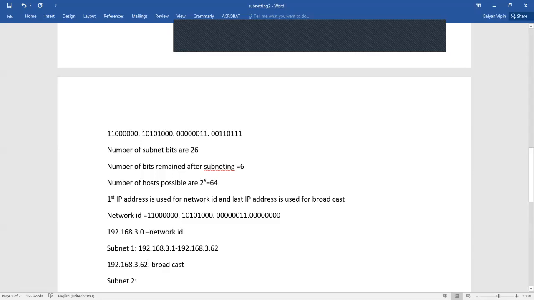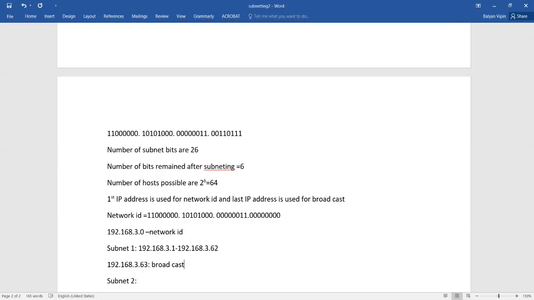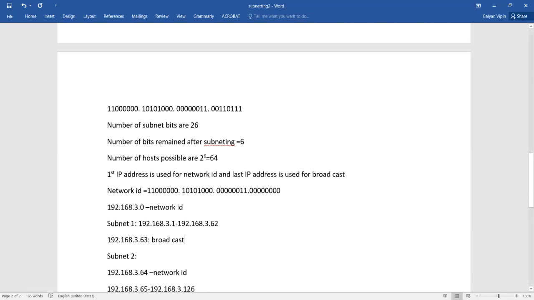The total which are possible are, oh, it's a mistake here. So it's 3.63. The broadcast address here is 63. So total hosts which are possible are 62. For any number of bits used for host, you take 2 raised to the power of the number of bits used for host, minus 2, and that is the number of hosts served by that network. Two are subtracted because the first one is used for the network, and the last one is used for the broadcast.